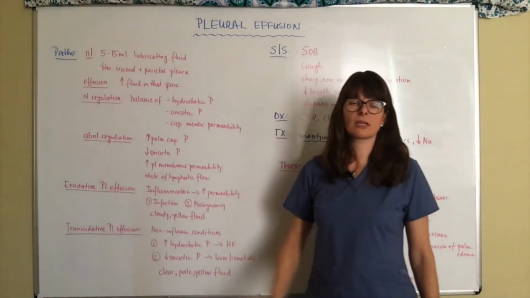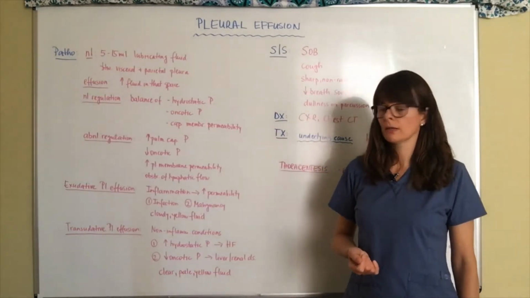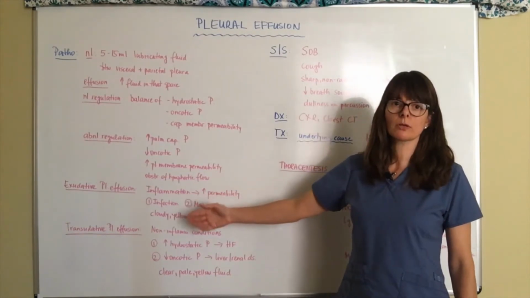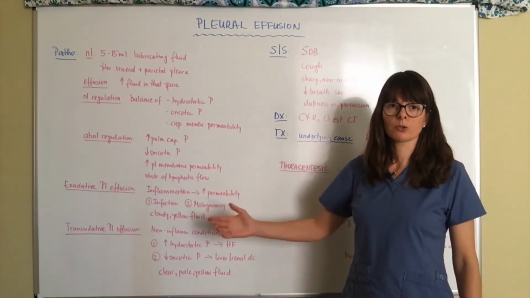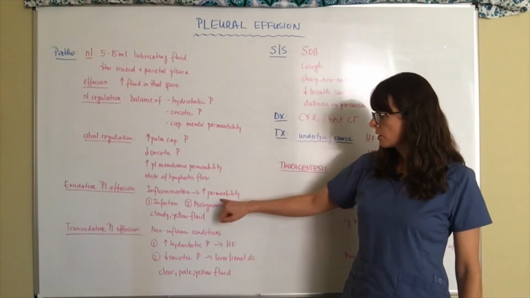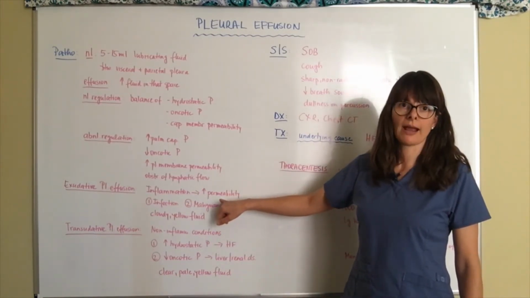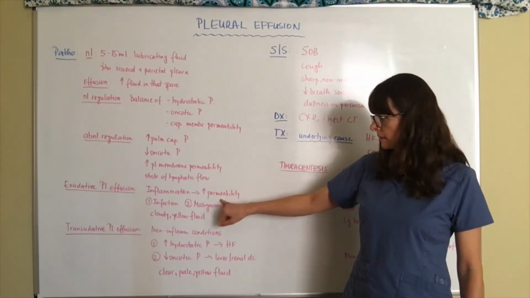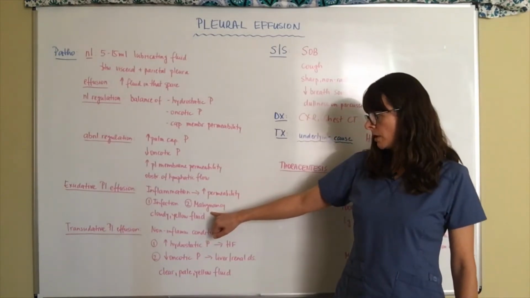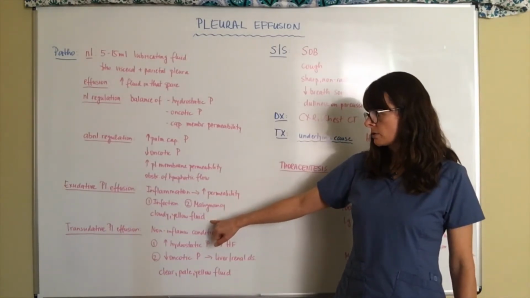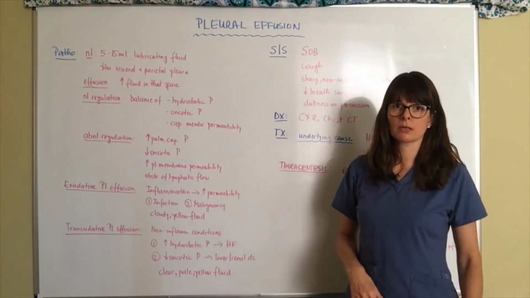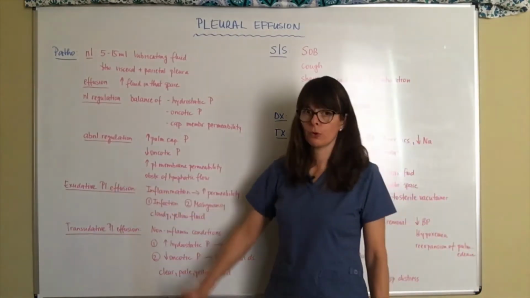So exudative, think about exudate as in pus. And that usually is because of inflammation. Some sort of inflammation is happening, which makes all the inflammatory cells attracted to that site and increases the pleural cavity permeability. And that is usually because of infection or malignancy. And that fluid is then usually cloudy and yellow, thick, kind of pus-looking exudative type of fluid.